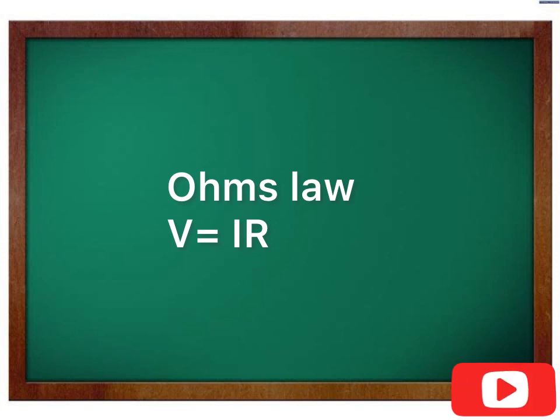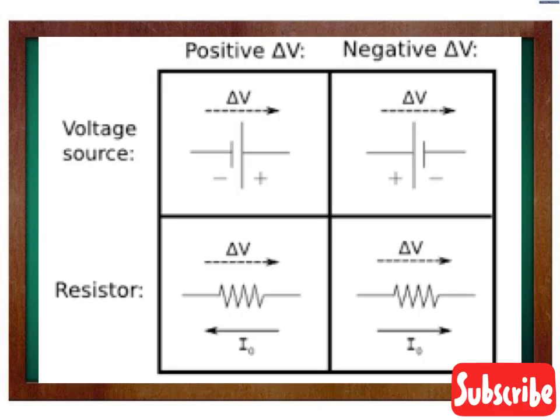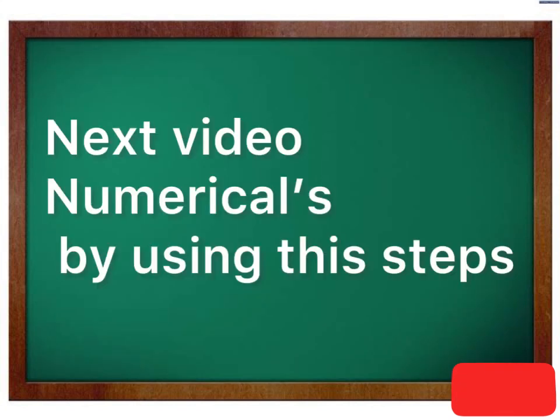So you are going to give positive and negative sign for this IR term only. Current is there, resistance is there, so the positive and negative sign issue is there only. If current and path directions are the same, you write negative IR, and if current and path directions are opposite, you write plus IR. This is about the steps of how to solve these numericals. If someone doesn't understand these steps easily, you can easily understand while solving the numerical.